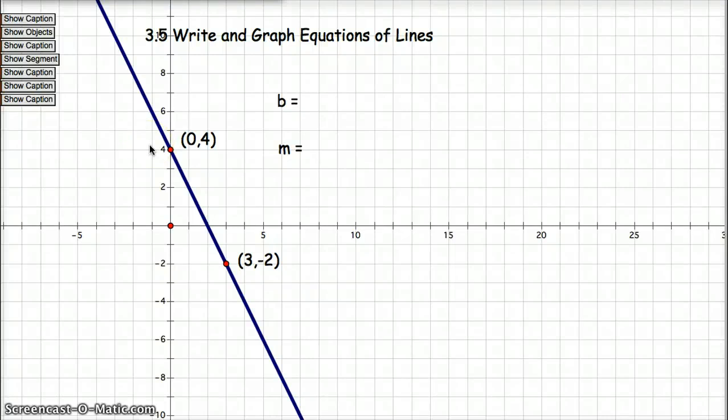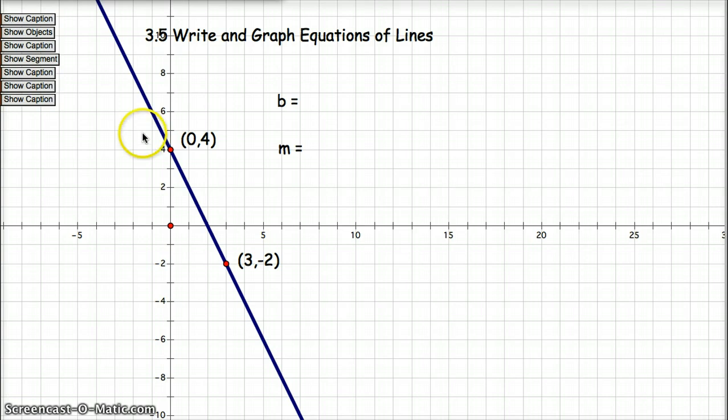Okay, in section 3.4, we reviewed slope, slope-intercept form, and point-slope form, and the different ways that we learned these in Algebra 1. We're going to continue to review one more section, and we're going to write and graph equations of a line. So let's just jump right in. Again, this should be pretty much a review.